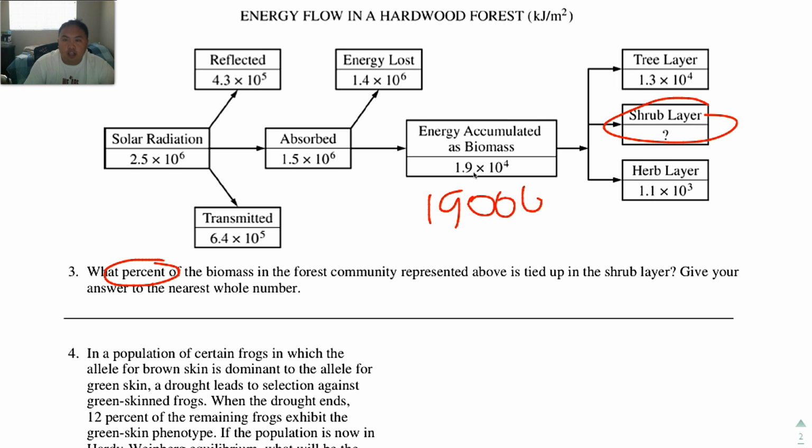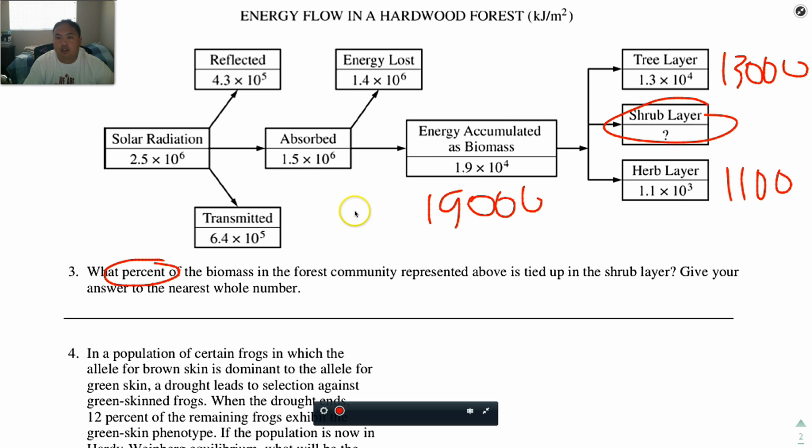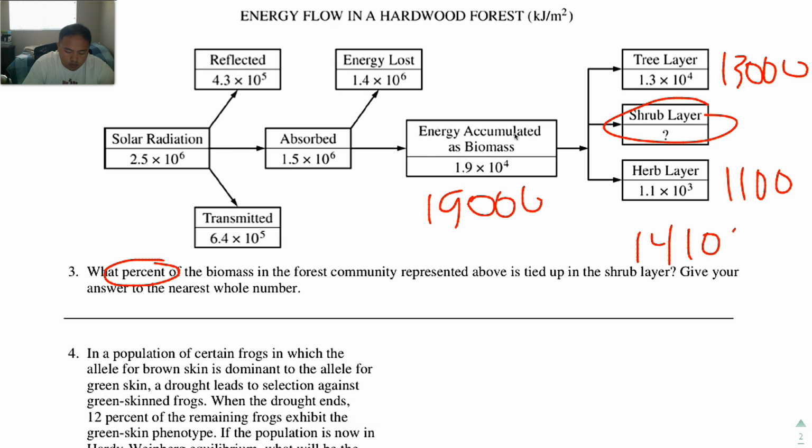This tree layer, of all the energy that's coming from the sun, gets 13,000. Again, I just moved the decimal point 4 places. This one, the herb layer, only gets 1,100. So if this whole thing is 19,000, this gets 13,000, this gets 1,100, you know that the shrub layer should get basically these two added and subtracted from 19,000. So if I add those together, I get 14,100.